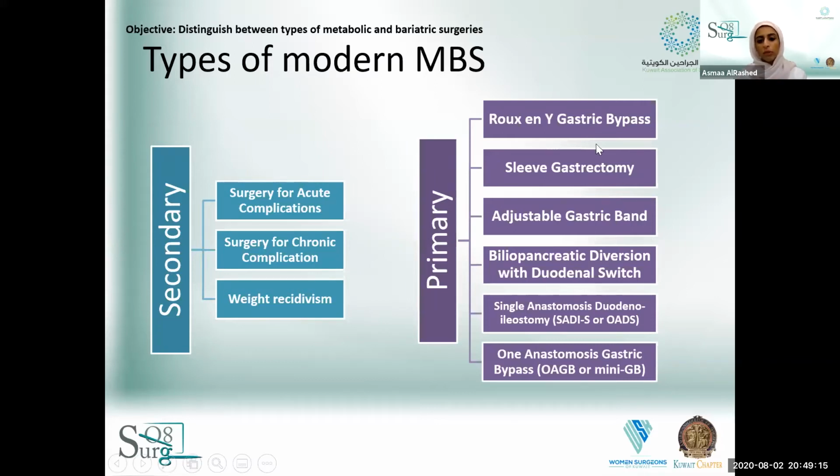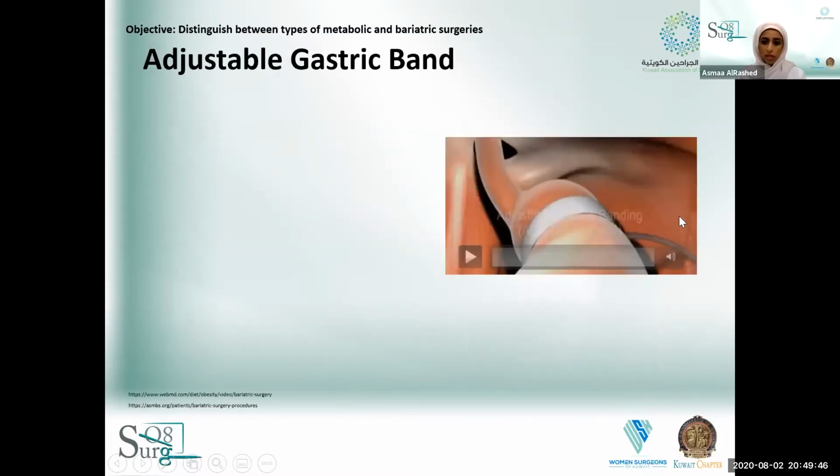Now, a very important thing before we start talking about each one of the surgeries: you need to understand that the single anastomosis duodenal ileostomy and the one anastomosis, or mini gastric bypass, have recently joined the primary surgeries. Prior to 2018, they were still considered investigational, but after March 2018, the ASMBS statement included these in primary surgeries. So there are a lot of surgeries to talk about today, but I'm just going to try to touch on each one of them because we will need to focus on complications.